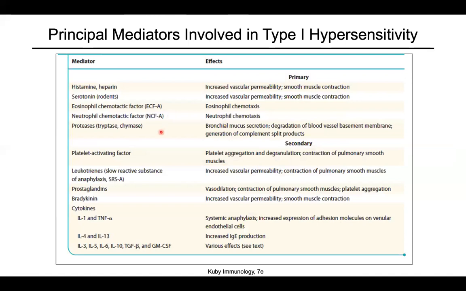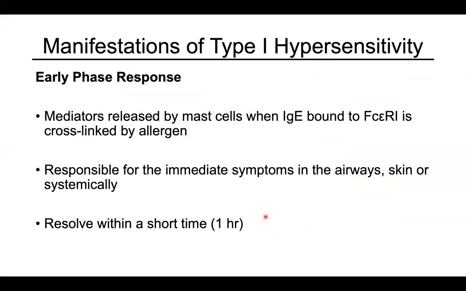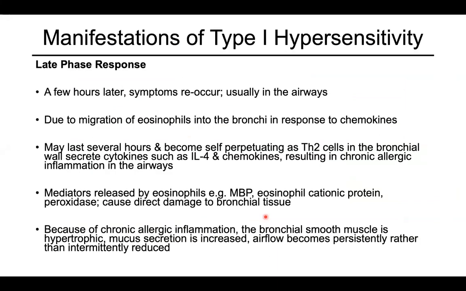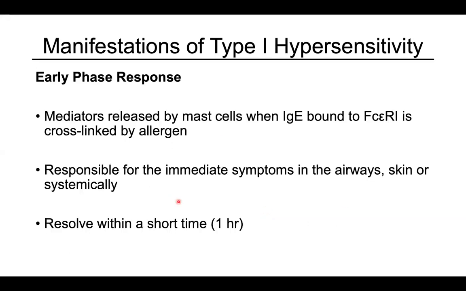Principal mediators, this is just a revision from year 2. You know what these mediators do, where they act, and these effects are what will cause the patients to manifest. Okay, I won't go into details of this right now. So the manifestations in the early phase response, basically what I want you to remember is that these are the ones that occur almost immediately, within a few minutes of exposure to the allergen, but they resolve within a short time. So, things like your sneezing and wheezing, but they'll resolve within a short time. You have your new mediators being produced, and it takes time to produce them. So it's usually the preformed mediators that are responsible for them.